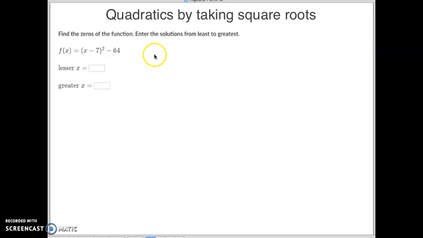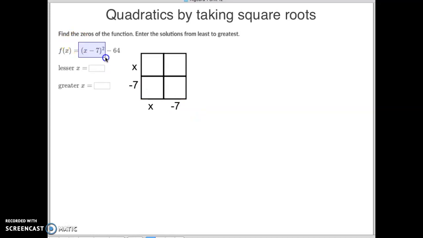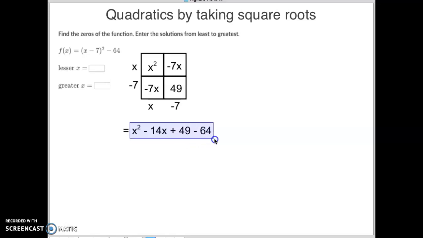So you may remember back when we used to do our generic rectangles. Well, they're back. So we need to do a generic rectangle of x minus 7 times x minus 7, which is to figure out what this equals. And we've got x times x is x squared, and x times negative 7 is negative 7x, and these two make negative 7x, and negative 7 times negative 7 is positive 49. So as we plug that information in for this part of the equation, we've got x squared minus 14x, the negative 7x plus negative 7x, plus 49, and then minus that 64 on the outside.